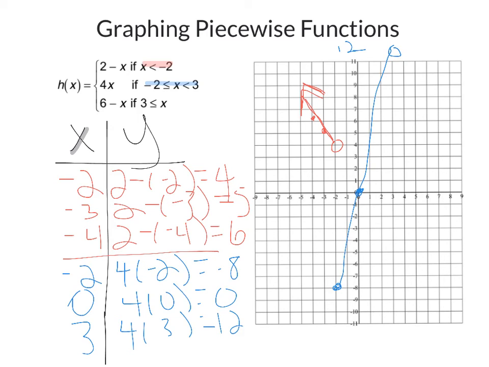Finally, I'm going to look at the last part of my domain, and it's when x is greater than or equal to 3. And I'm going to choose values from my table to plug in, starting at 3 and going forward. Please take a moment and pause this video and record the example thus far.